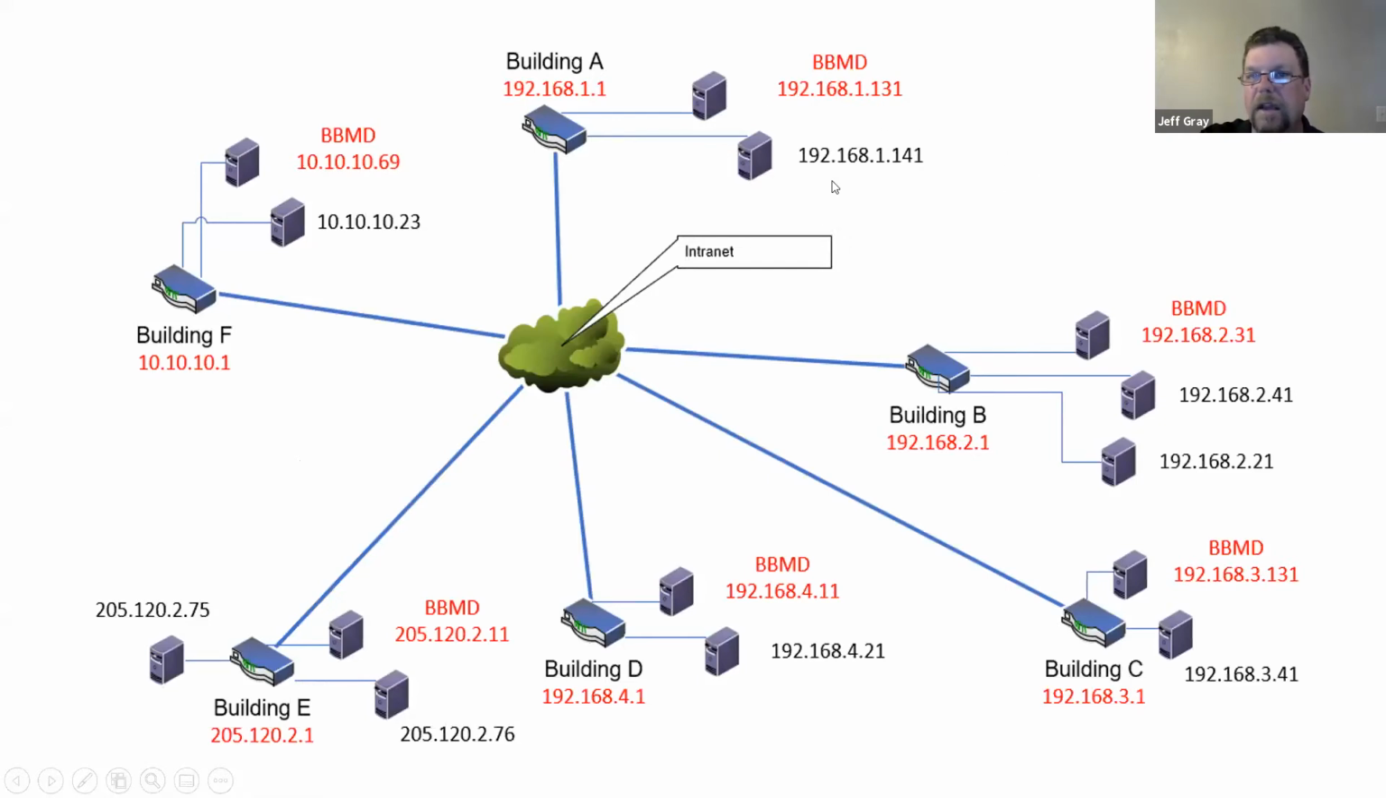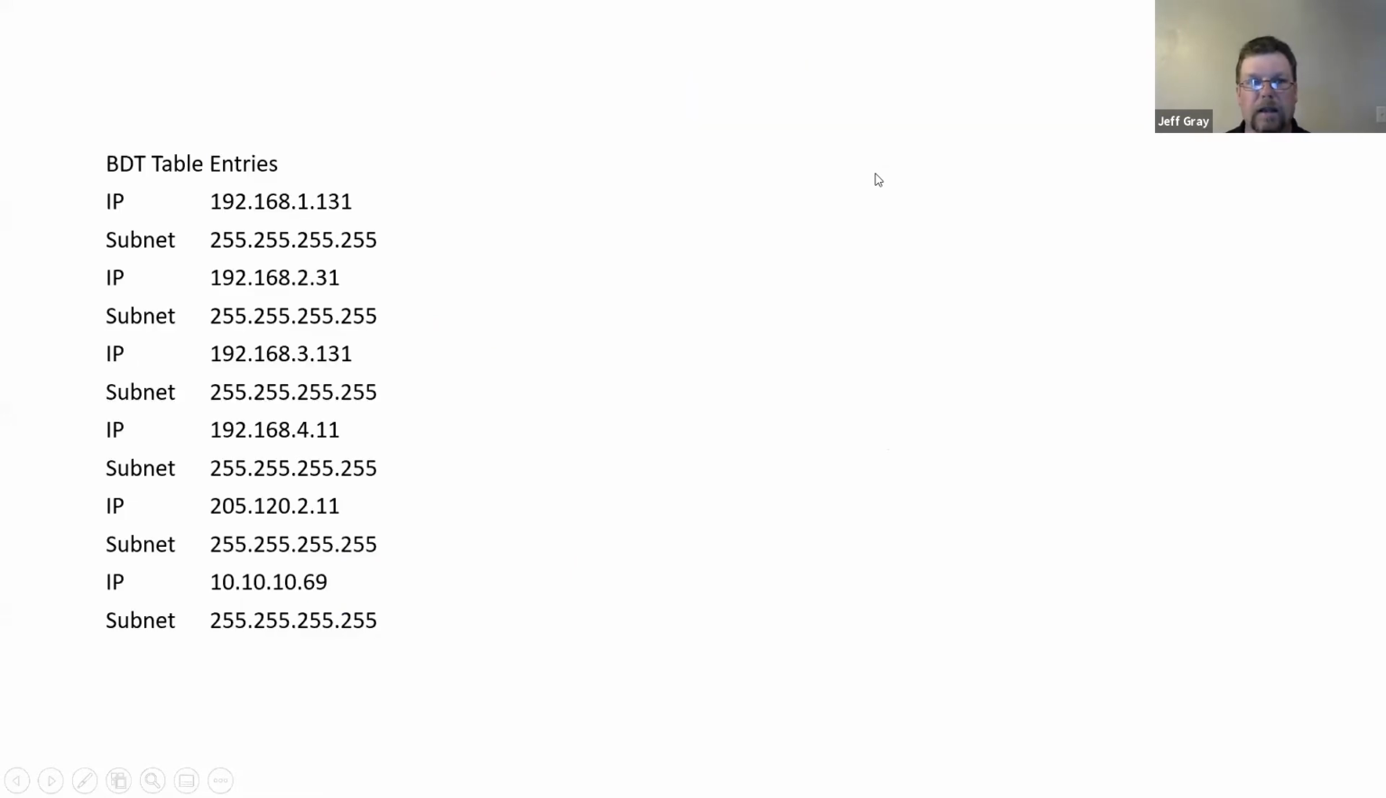We do not want to add 192.168.1.141. I see a lot of BDT tables that get set up that way, where people will enter the BBMD address, and then they also enter other devices on that network into the BDT table, and they should not be in there, because the BDT table is going to start looking for those other IPs, and they're not there. They're not a BBMD, so they don't communicate, and you start getting some communications issues.